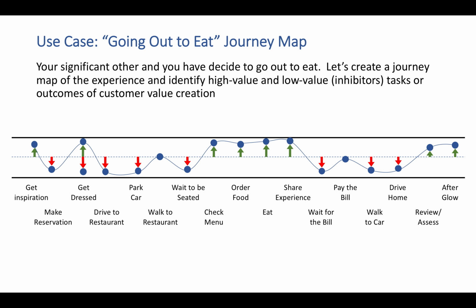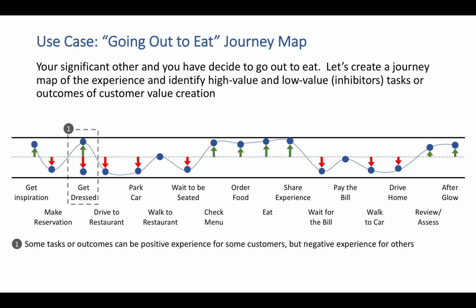And a couple of key points here. Number one is there are sometimes activities that can be positive for one person and negative for another person. For example, getting dressed for my wife is a very exciting thing, right? She gets to go through and figure out what she's going to wear, and she gets all dolled up and takes a lot of time to do that. For her, it's a high point. For me, it's a low point. I just want to put on a pair of blue jeans and some tennis shoes and a polo shirt and go do it, right?